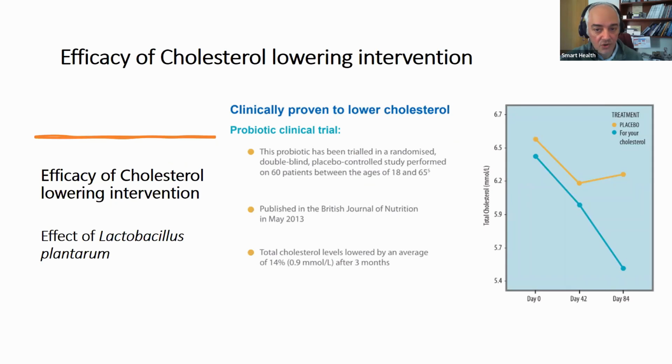This has been shown in intervention studies using individuals with high cholesterol, and these are clinical trials. So this graph shows total cholesterol on the vertical axis and days on the horizontal axis. If you give these particular probiotics and prebiotics, you can see that there's a lowering of around 14% after 3 months. So this is the efficacy of cholesterol-lowering intervention using L. plantarum.